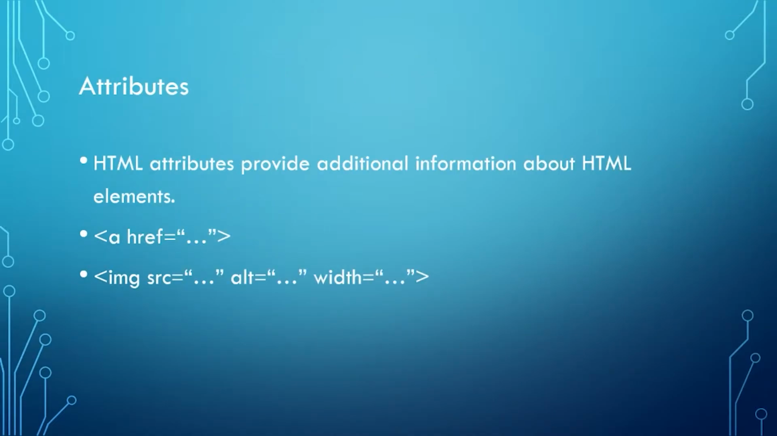So I want to talk a little bit more about attributes really quick. HTML attributes provide additional information about HTML elements. So, for example, when we used our anchor tag, we used the hypertext reference attribute. And when we uploaded an image, we used the image source and alt. And alt just means if your picture doesn't load, it's a physical description of your picture. And because our image was too wide, we used width to shorten our image.